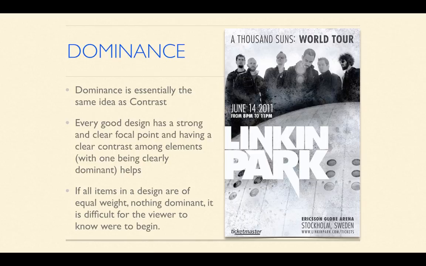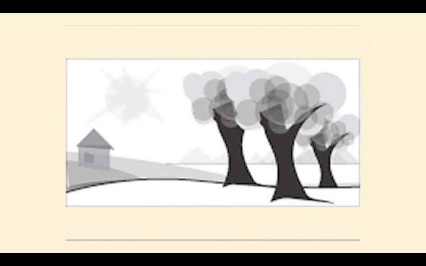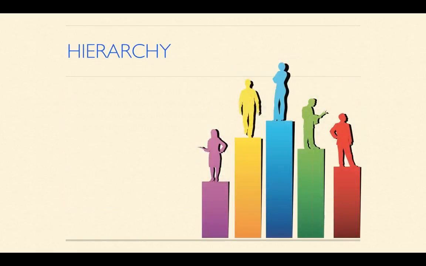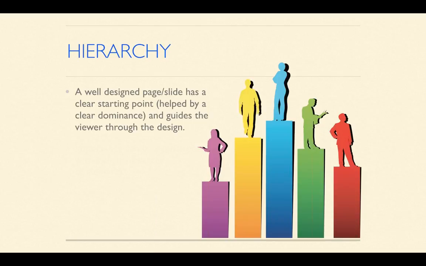I just like this poster. In this example, the trees act as the dominant element, the house and the hills are the secondary element, and the element of tertiary emphasis is the mountains, way back in the background. And there's a hierarchy. So a well-designed page or slide has a clear starting point, helped by clear dominance, and guides the viewer through the design.